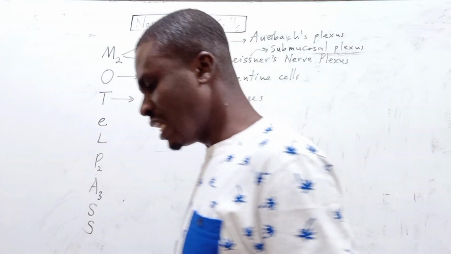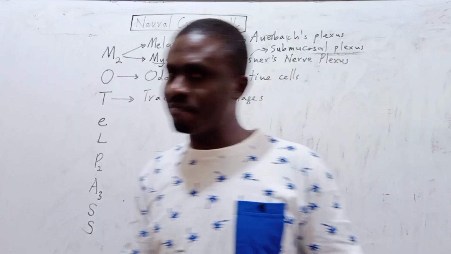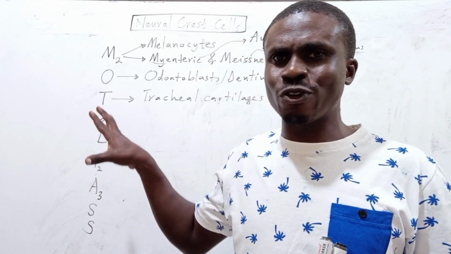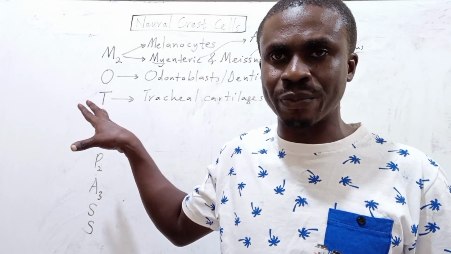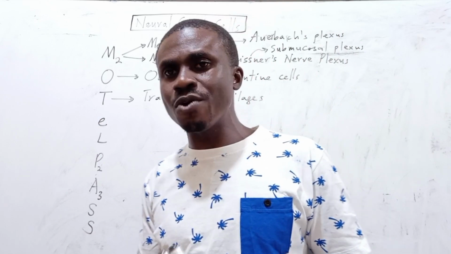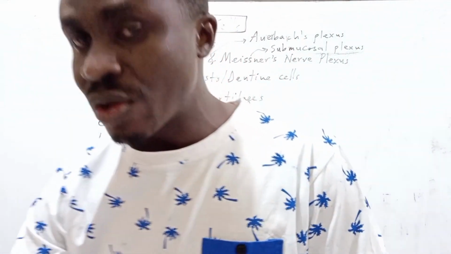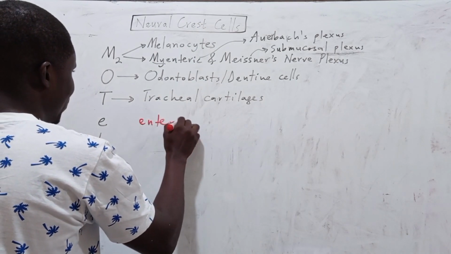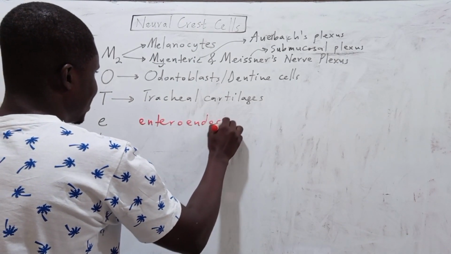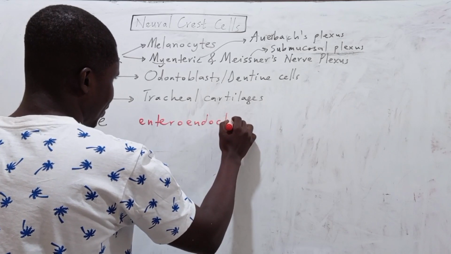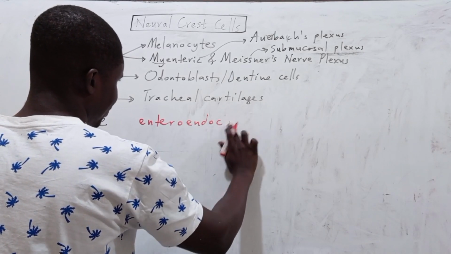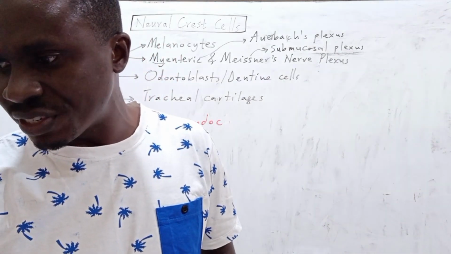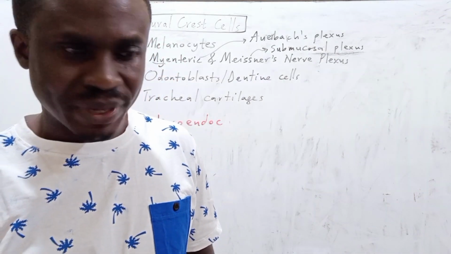Now, my friends, if you can see the E, I've made it in lowercase. The reason is that it is not of immense importance to me right now. But I've seen it somewhere where they put enteroendocrine cells. Let me make it enterochromaffin. It's one of those enteroendocrine cells. But let me just put it.